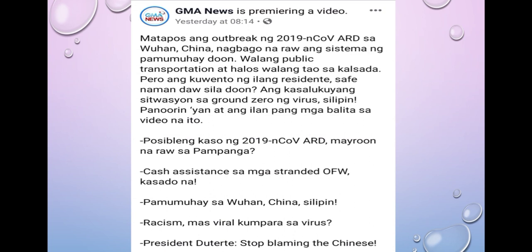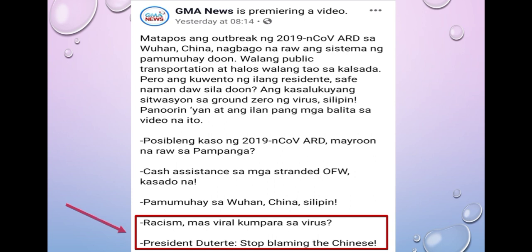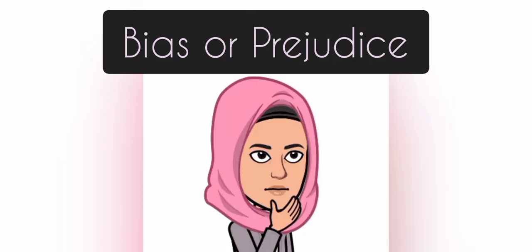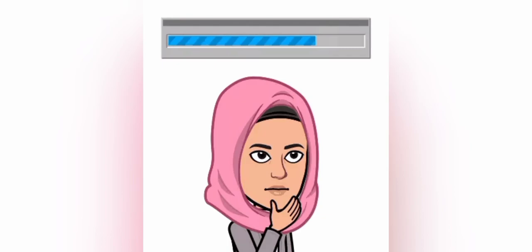This article comes from the GMA news page, and this is from the time of 2019 nCoV, known as COVID-19 right now. And look at the last two sentences. Do they refer to prejudice or bias? If your answer is prejudice, you're right.